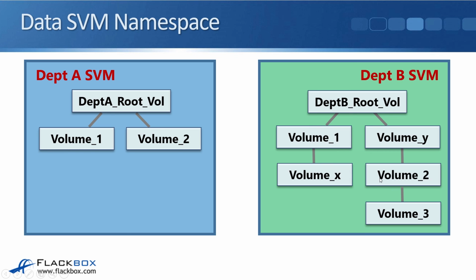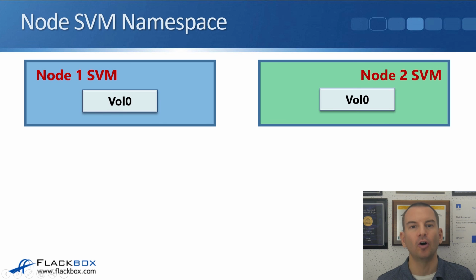Remember, we've got those node SVMs for admin as well, which contain vol 0. So looking at those, that's all that they are going to contain. The admin SVMs do not have any user data. Those node SVMs, there's one on every node in the cluster. Each node in the cluster has its vol 0, which is assigned to the node SVM. We're not going to put any user data in there, and we're also not going to have any other volumes in those SVMs either. They're purely used for system management.